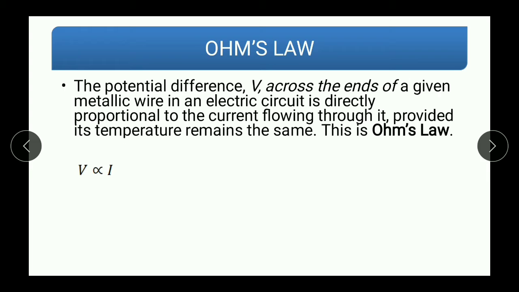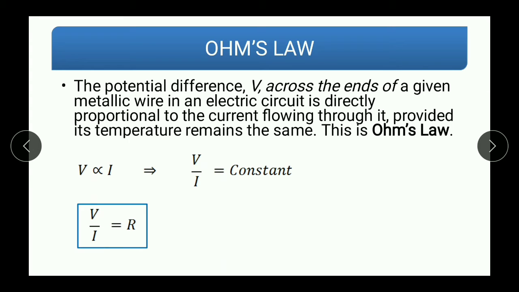To put it in mathematical form, V is proportional to I, and if V is proportional to I, then as per the mathematical rule of variations, V upon I will be constant, and this constant is taken as R. R means resistance. So V upon I is equal to R is the relation for Ohm's law. Students, this can also be written as V is equal to IR. This is also a relation which we many times use in numerical problems. Keep in mind this relation because we will be using it in one of our topics.